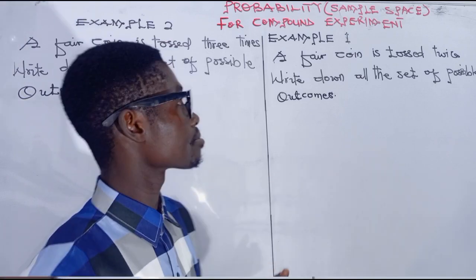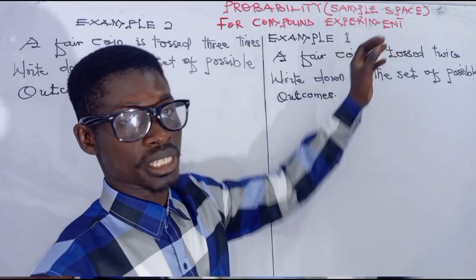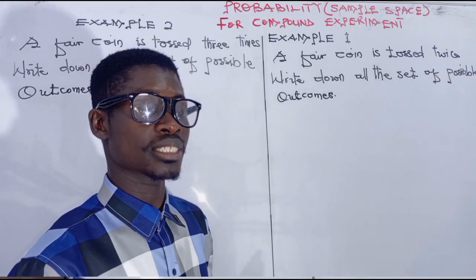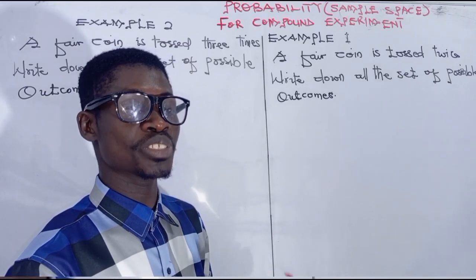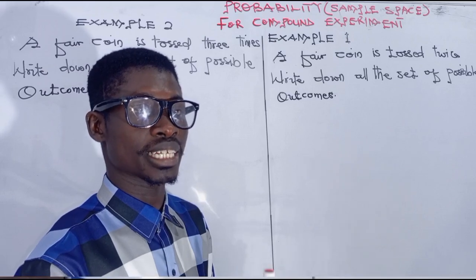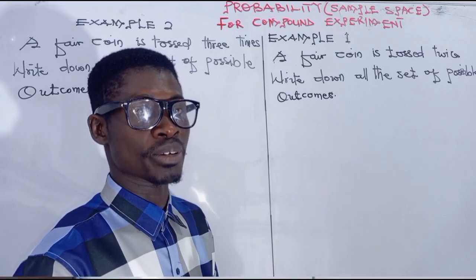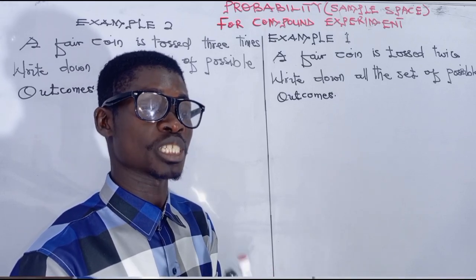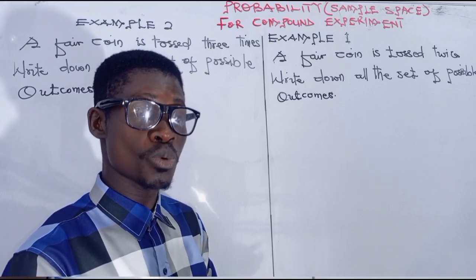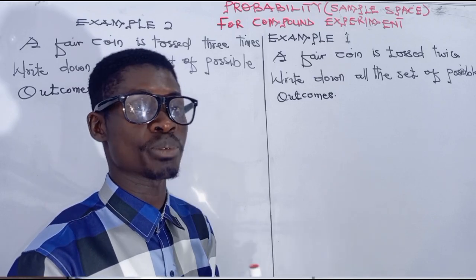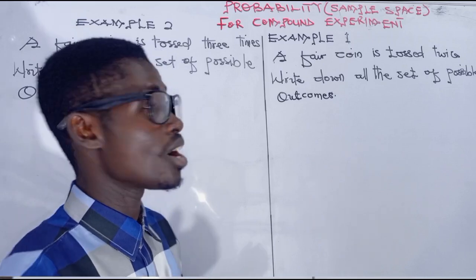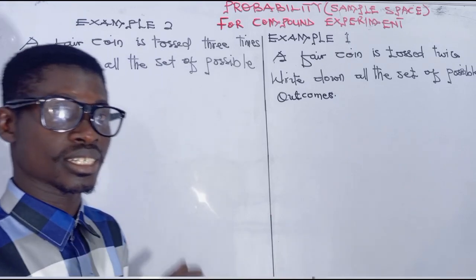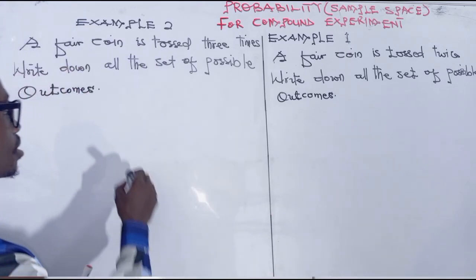Let's get started. Now, what is sample space? As we have already discussed in our previous lesson, when we talk about sample space, it refers to the set of all possible outcomes in a given experiment. And an experiment is an operation whose outcome cannot be predicted with certainty. An example of an experiment is flipping a coin.